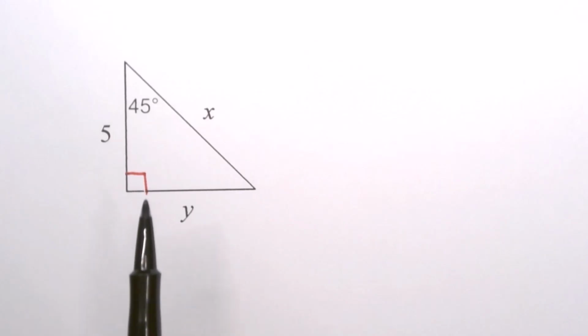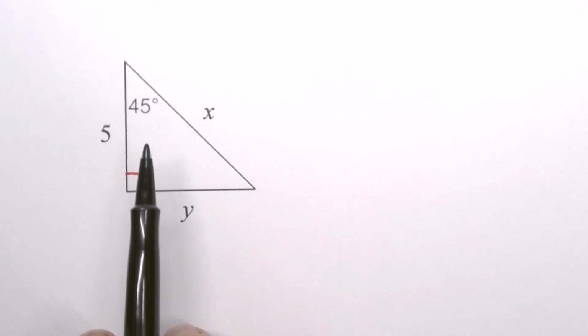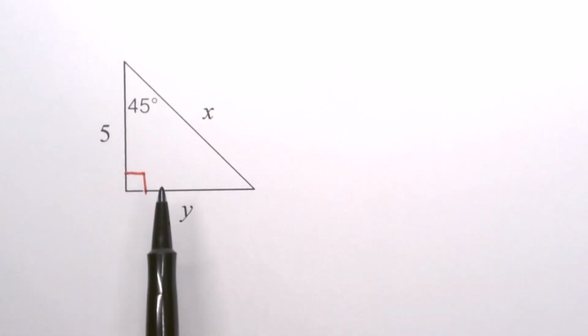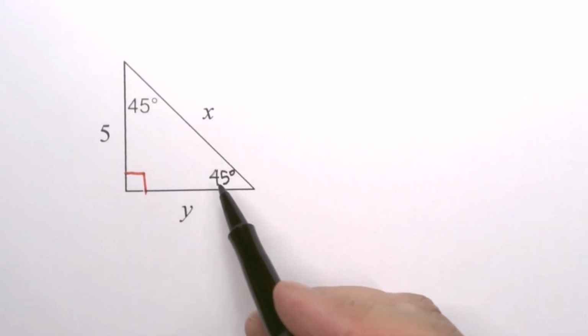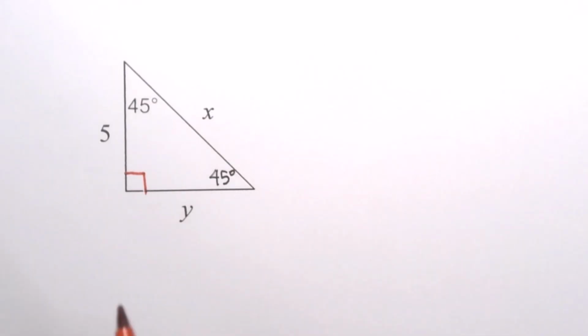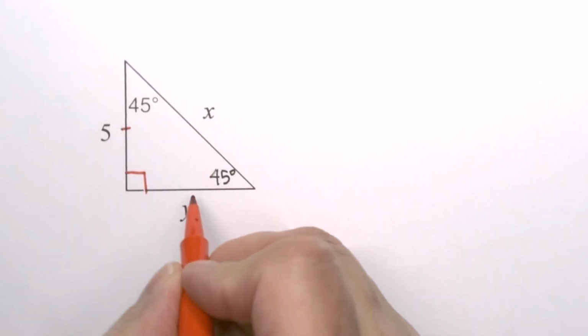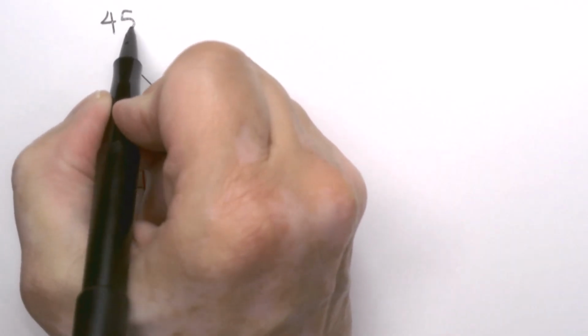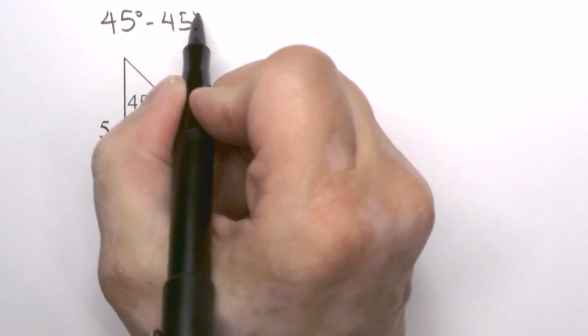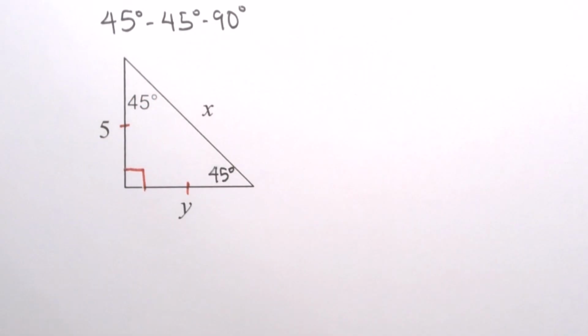I've got a right triangle, and this is a 45-degree angle. And since all the angles inside of a triangle have to add up to 180, this must also be 45 degrees. Since these two angles match each other, they're congruent, it means the sides are congruent. You can call this a right isosceles triangle, but for what we're doing today, we're going to call it by its other name, the 45, 45, 90 special right triangle.